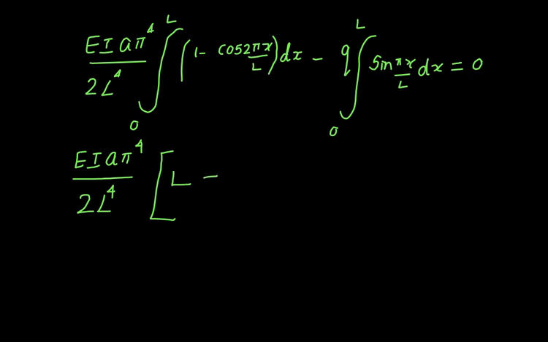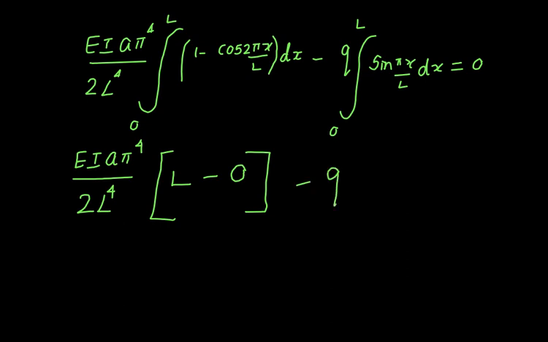And the integral of cos 2 pi x over L is sine 2 pi x over L divided by 2 pi by L. And if you substitute the upper limit and the lower limit, you are going to get sine 2 pi for the upper limit, and sine 2 pi is 0. If you substitute the lower limit, you get sine 0, so that is also 0. So integrating the second term gives 0. Check it through. It's not a big deal.